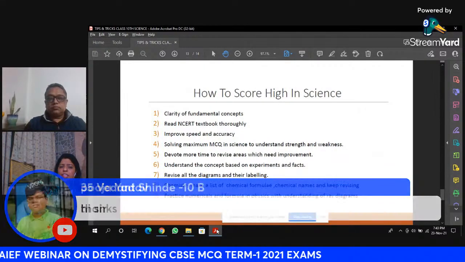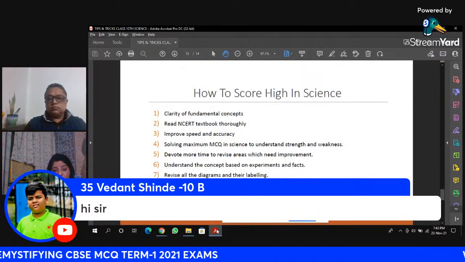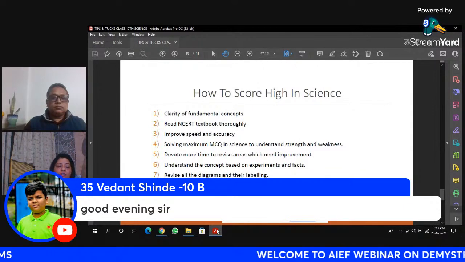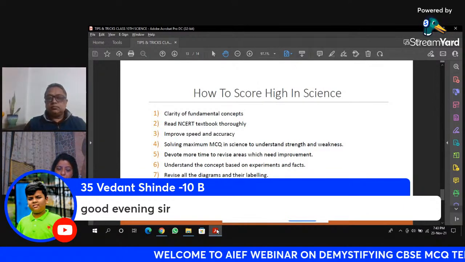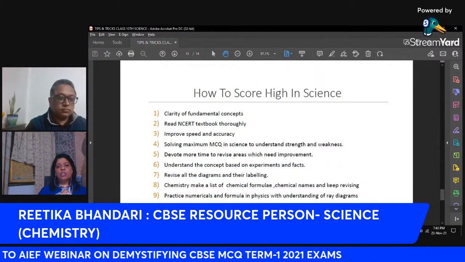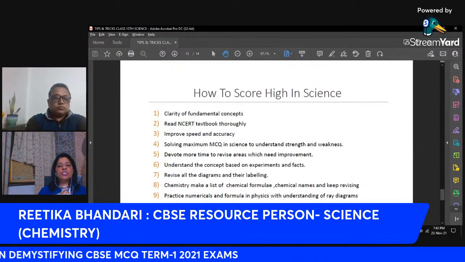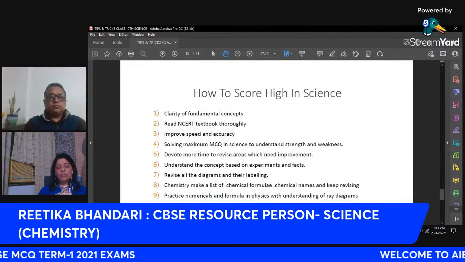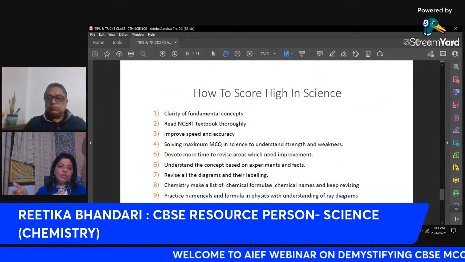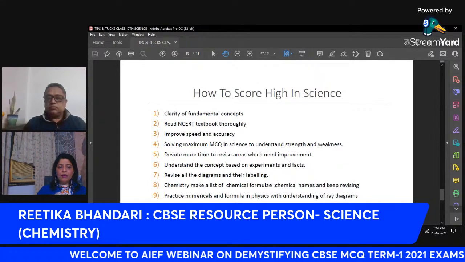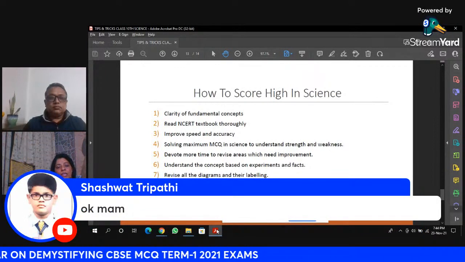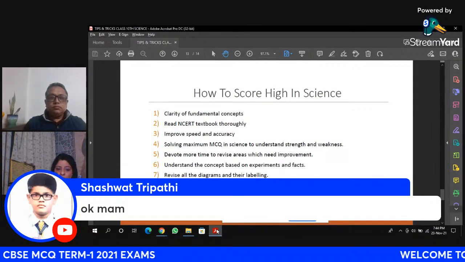So read your NCERT textbook thoroughly. That's one very important thing. Practice as much as you can. With a time limit, practice as many mock papers as you can to improve your speed and accuracy. When you are trying your questions, you'll find yourself what areas need improvement, so try to improve on those areas. Sometimes you're not able to complete the whole paper in the stipulated time, so try to do it in that time frame, so that your practice will help you give your exams in a very good way.